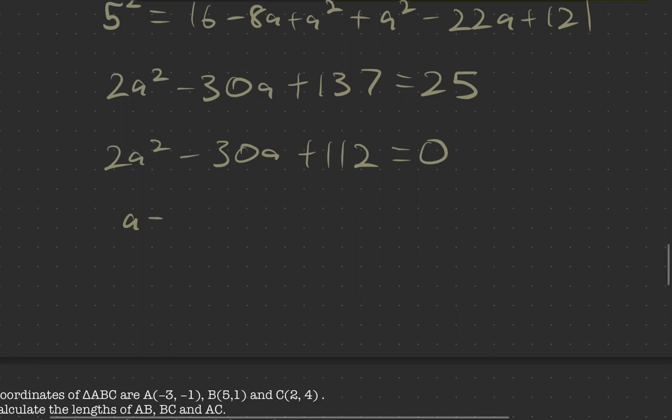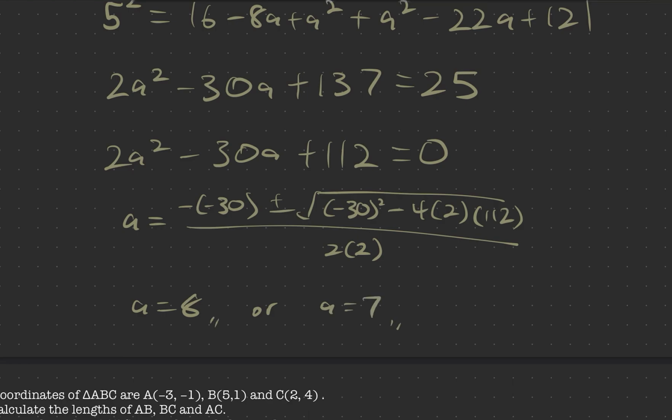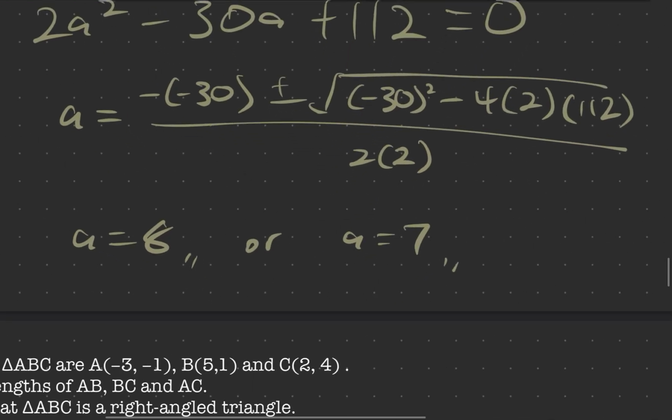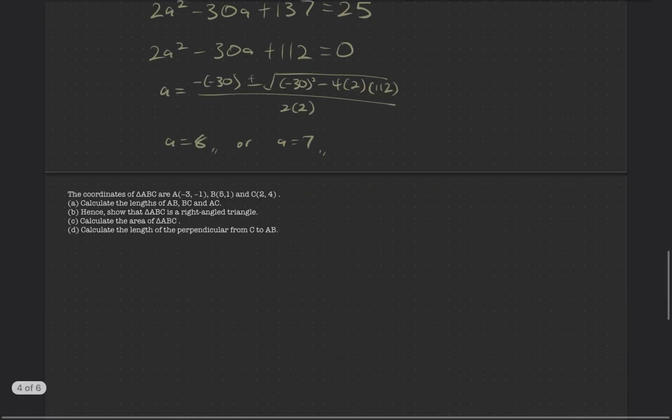Now we can use the quadratic formula. a will equal to negative b... So my a will technically equal to 8, or it can equal to 7. So my a values can be either of these numbers. Alright? Got it? Next question.